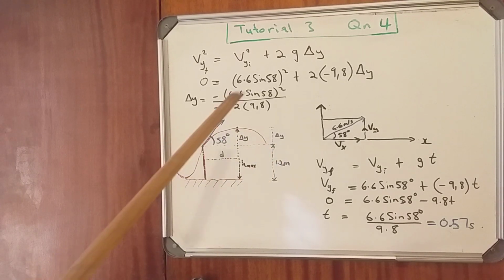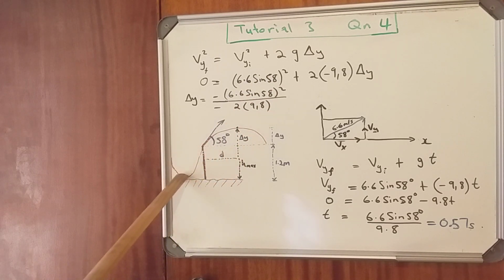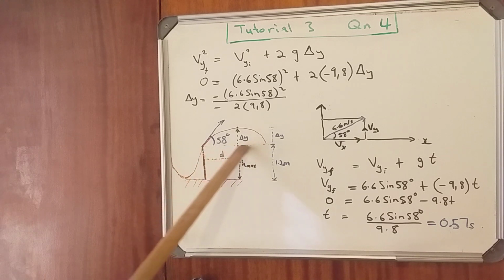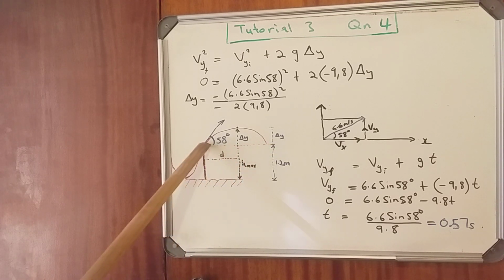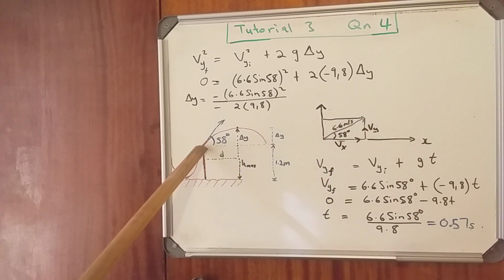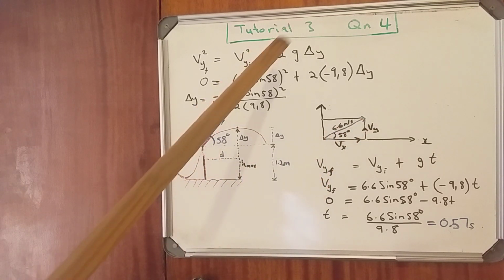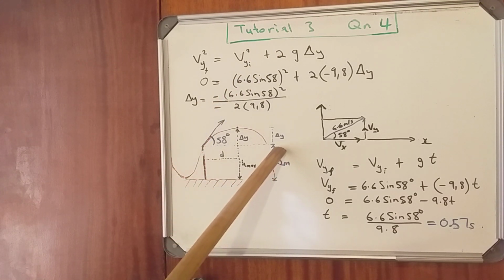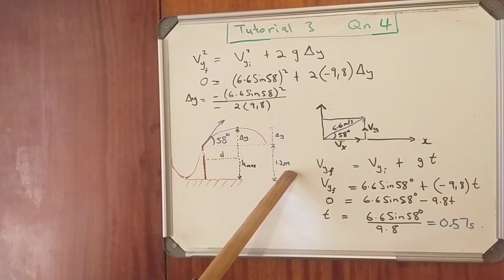We've been told that the skateboarder skates until he jumps off the ramp, shooting off the ramp at an angle of 58 degrees above the horizontal. We are told that the velocity is 6.6 meters per second as the skateboarder shoots off the ramp, and that the ramp is 1.2 meters above the ground.